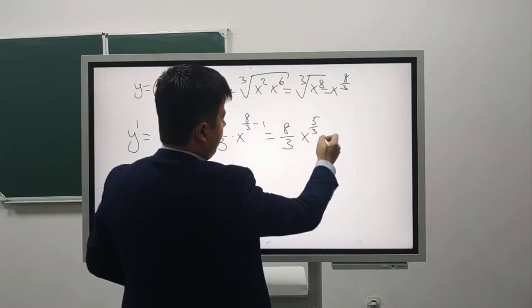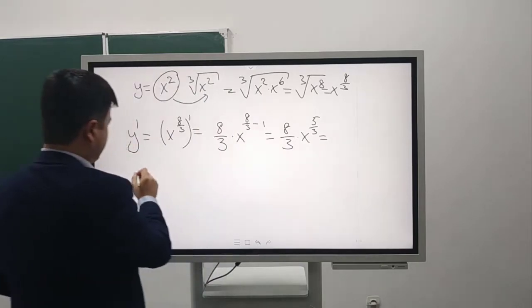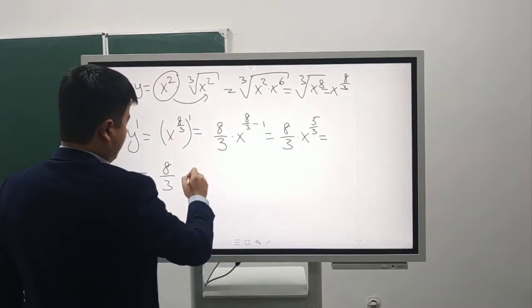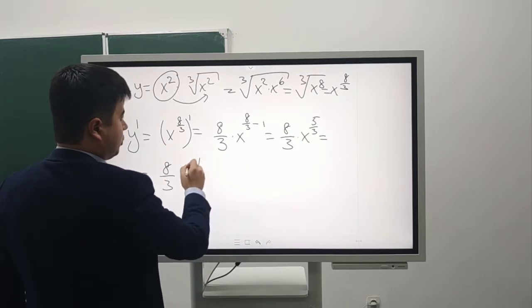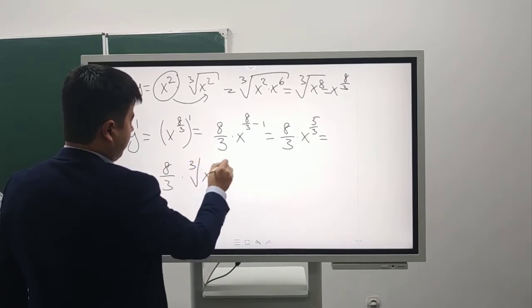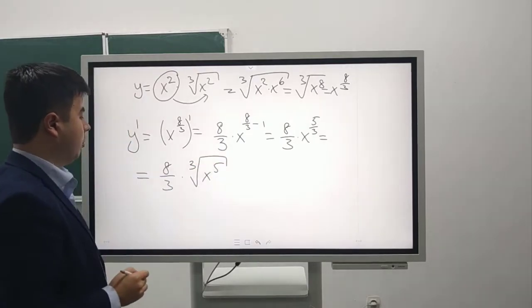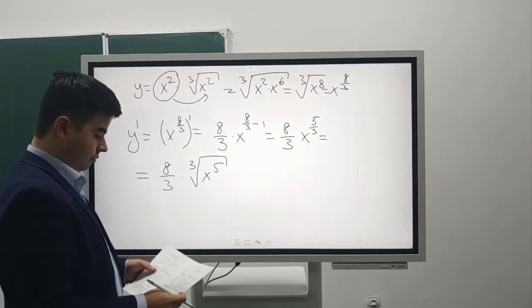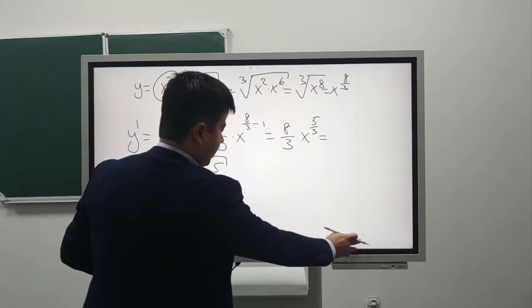And now we can write it as 8 over 3 times the cubic root of x to the power of 5. And now let's consider the next example.